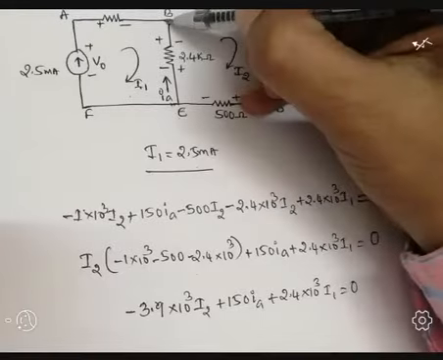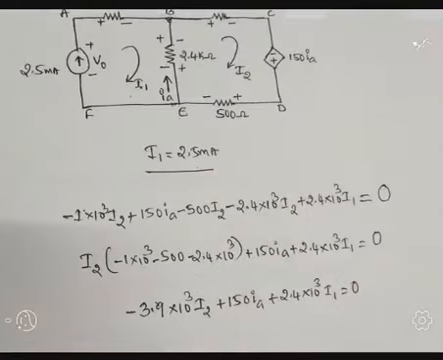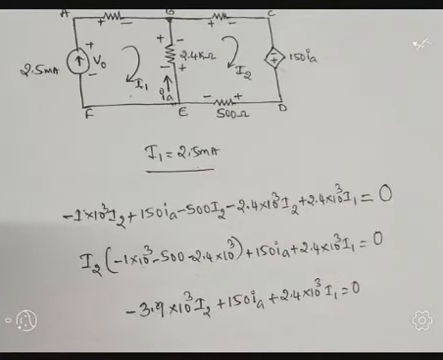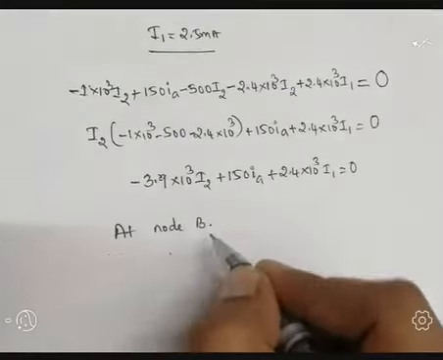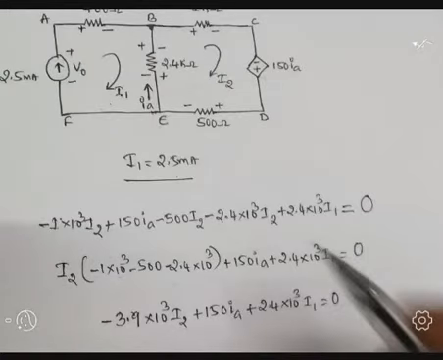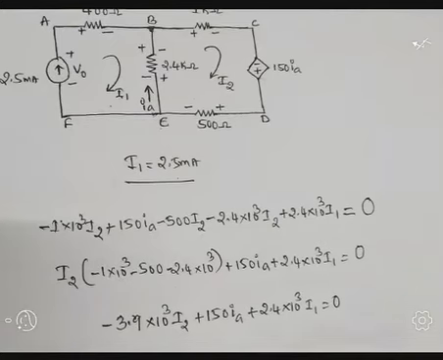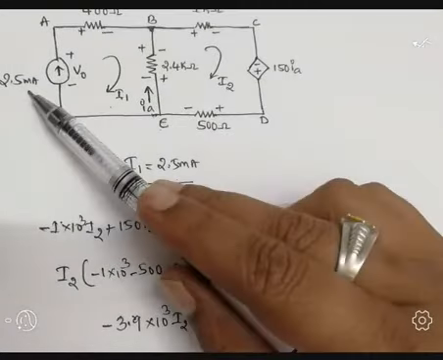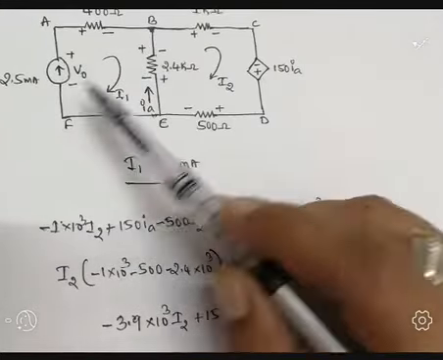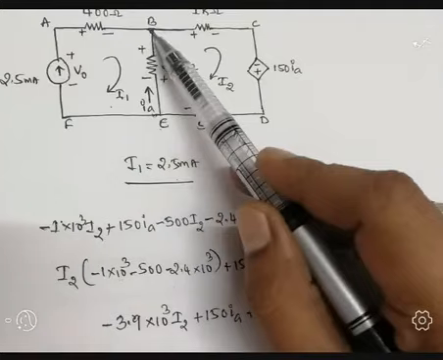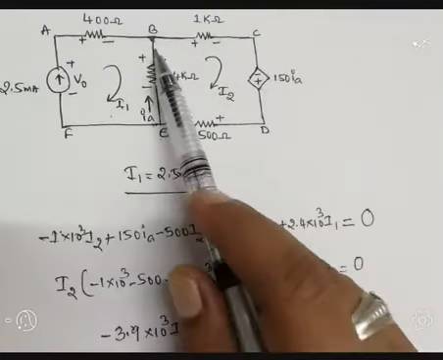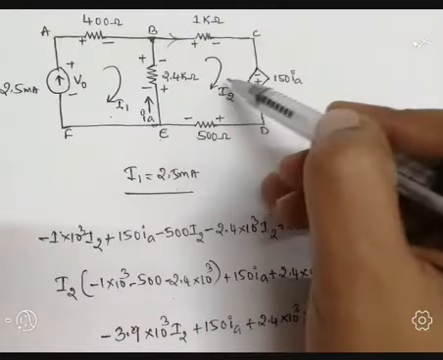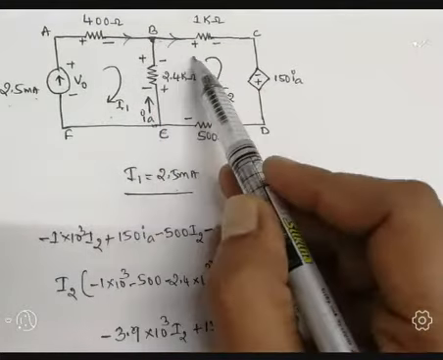Observe the node B. So at node B, what are we observing? 2.5 milliamperes is flowing towards the node, 2.5 milliamperes is moving towards the node, and I2 is moving away. Current I2 is moving away, correct?